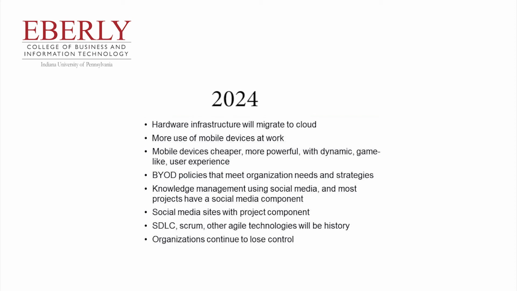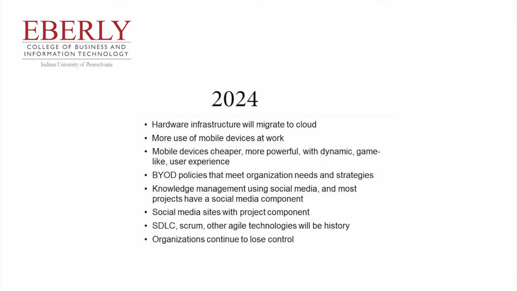By 2024, organizations will use social media inside the organization in true Enterprise 2.0 style. Organizational knowledge management will be done using social media, and most projects will have a social media component, or perhaps that has it backward. Social media sites will have a project component. By 2024, SDLC will be a thing of the past, at least as far as it relates to the development and processes of systems and applications, but possibly for the management of projects of all types. Scrum and other agile techniques will be history.